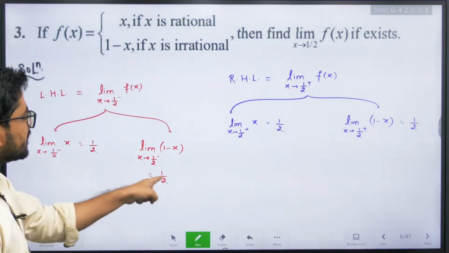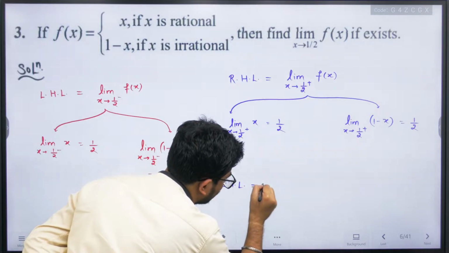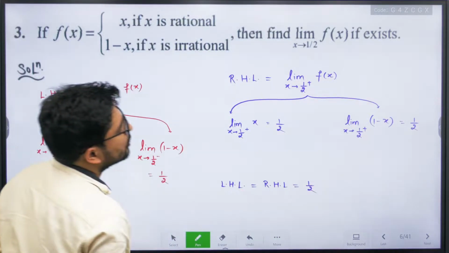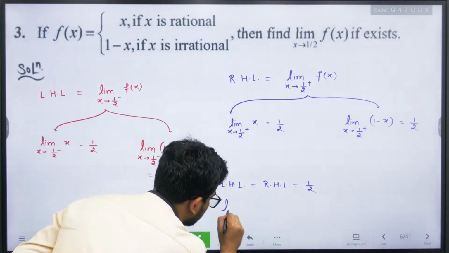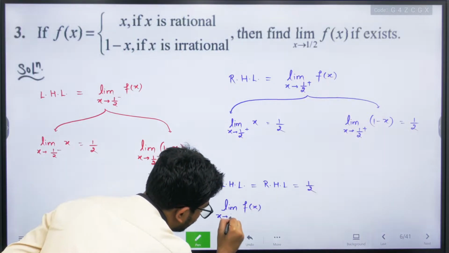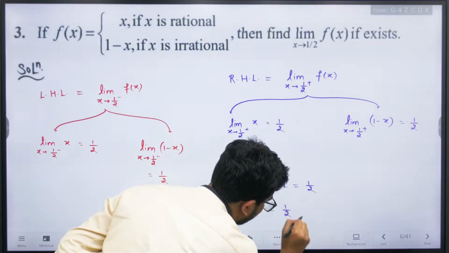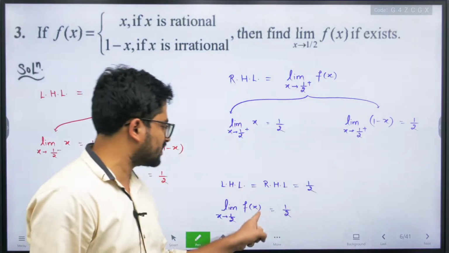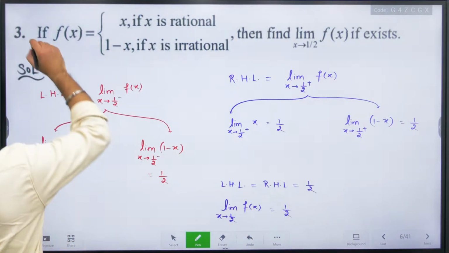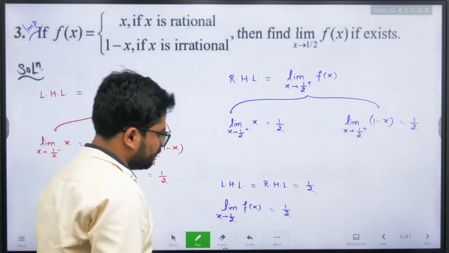So from both the cases, the right hand limit is half. And here your left hand limit is half. So left hand limit is equal to right hand limit is equal to half. So the limit of f of x exists at x is equal to half, and this thing is equal to 1 by 2. Limit x tends to half of f of x is 1 by 2. So this is your final answer for question number 3. And that is the important one. Got it?